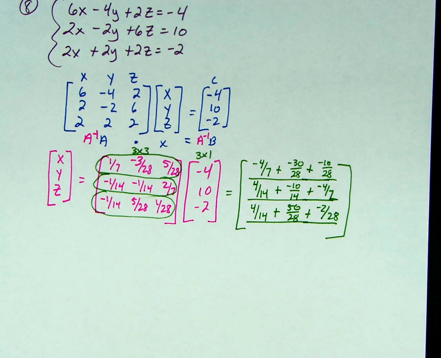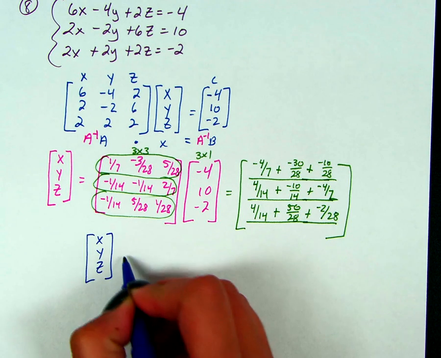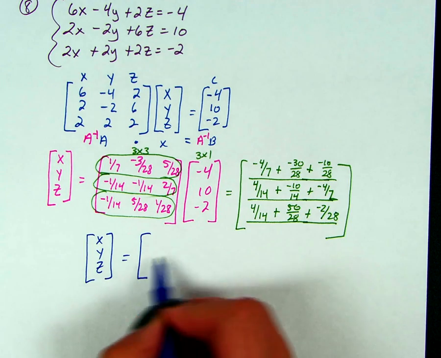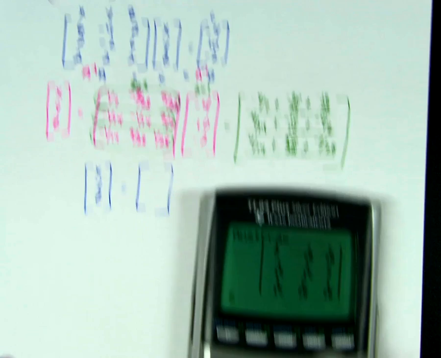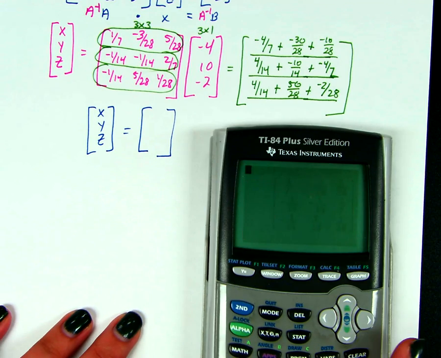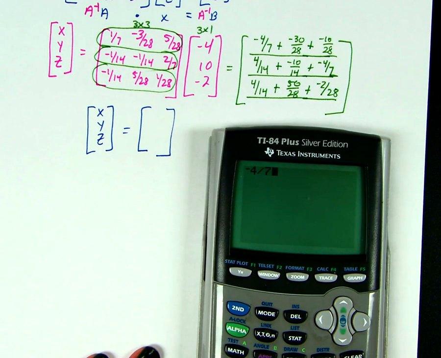Now to speed up the process a little bit, I'm just going to use my calculator to add all my fractions together. And then I'm going to write my final answer. Okay. So our XYZ matrix will be equal to, again, when we're done, it's going to be a 3 by 1. Okay. And again, I'm going to use my calculator to kind of speed up the process. So I'm just going to clear what's there. Okay, so our first row, we have negative 4/7 plus negative 30/28 plus negative 10/28.